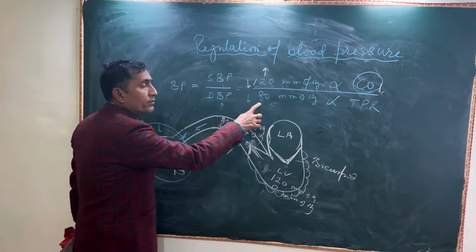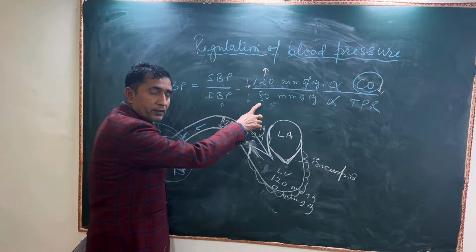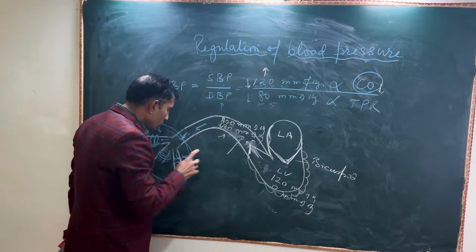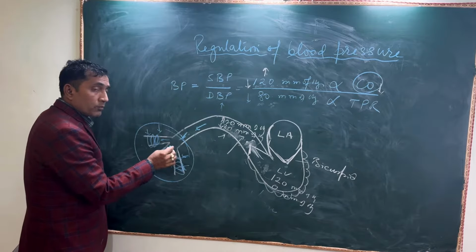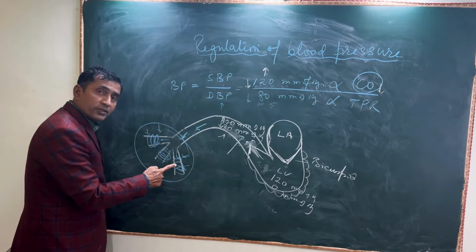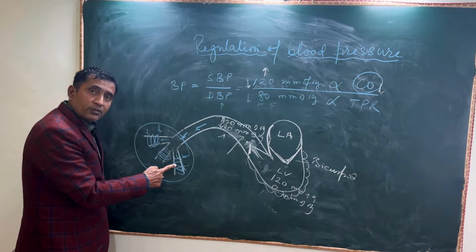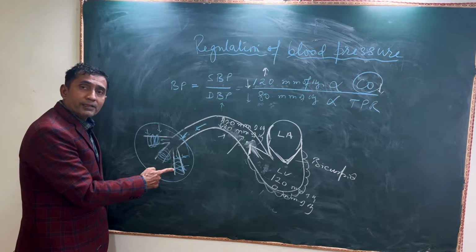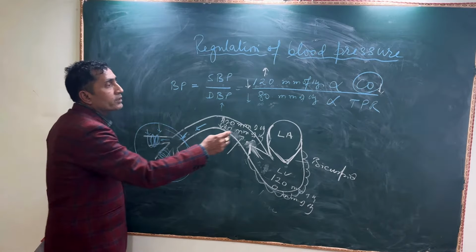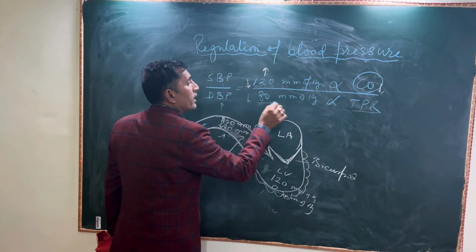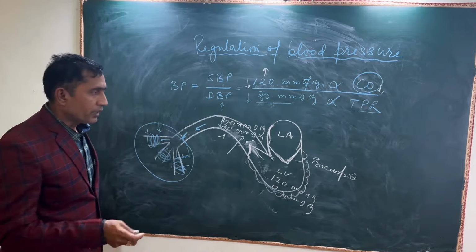If we want to correct the diastolic blood pressure, then we will have to put a drug which can constrict the arteries or which can dilate the arteries. Accordingly, we can change the total peripheral resistance and we can alter the diastolic blood pressure.